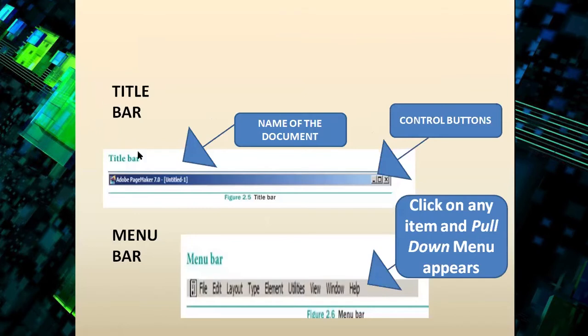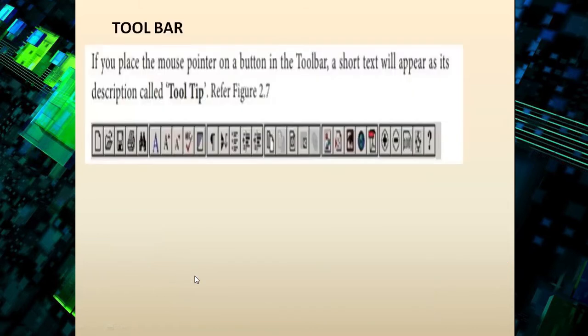Of course, the top of the page contains title bar. What does the title bar contain? Name of the application window. Of course, we are using Adobe PageMaker 7.0. What's the name of the document? Untitled 1. Right side of your window, we have your control buttons, minimize, maximize, and close. Below your title bar, we have your menu bar. Menu bar contains the menu options like file, edit, layout. Once you click on these menu items, a pull down menu appears. We can choose the options from the pull down menu. Next to your menu bar, we have your toolbar.